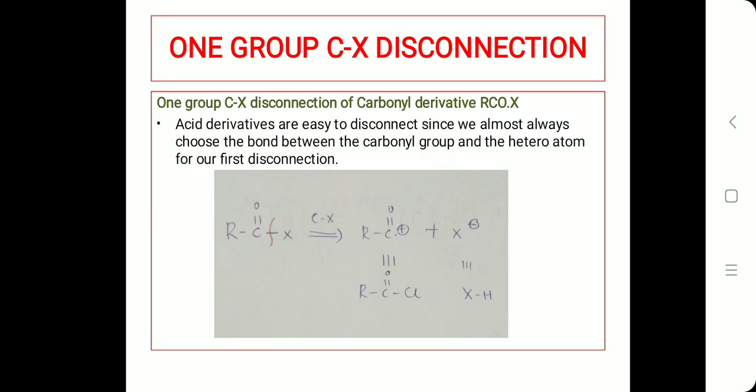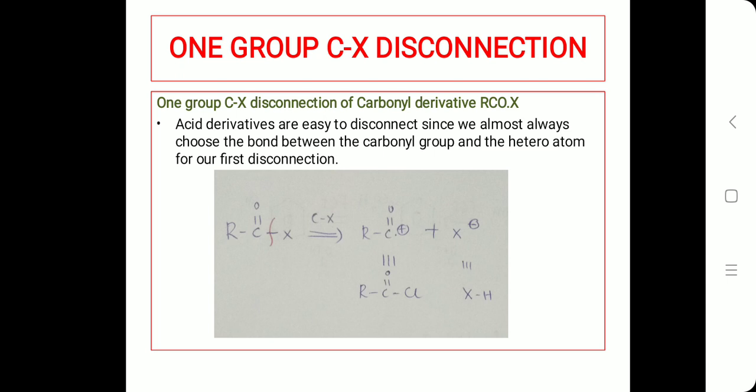Now let us study one group C-X disconnection of the carbonyl derivative RC=OX. Acid derivatives are easy to disconnect since we almost always choose the bond between the carbonyl group and the heteroatom for our disconnection. Here I've given the illustration. We have RC=OX as the target molecule. The disconnection is between the carbonyl carbon and X. The next step is writing the retrosynthetic arrow, and above that we denote the bond which is undergoing the disconnection, that is the C-X.